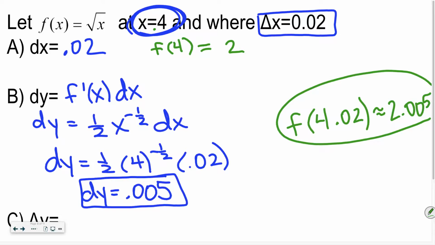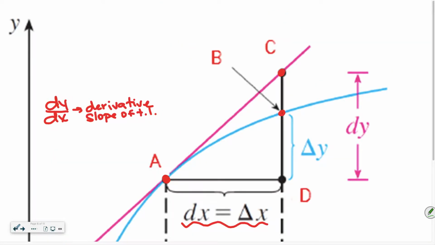Would there be any instance where you would subtract it? Yes, if this was negative, then you would subtract it, because then we'd have a negative change. But if we go back to our picture here, this was essentially the coordinate for 2. Delta x was 0.02. Delta y was 0.005. So now we're at the coordinate 4.02, 2.005. Still an over approximation because of the concave down.